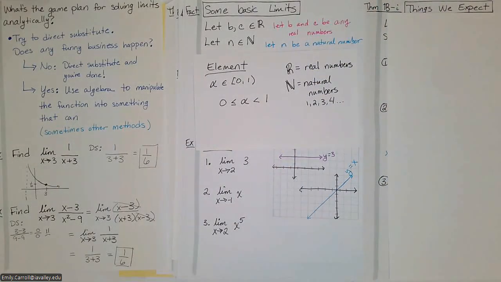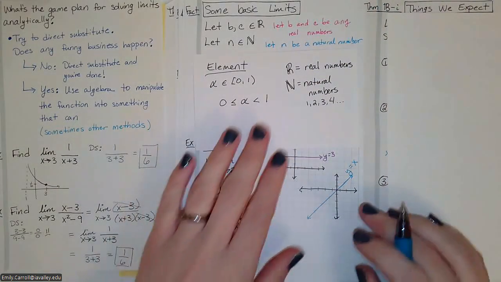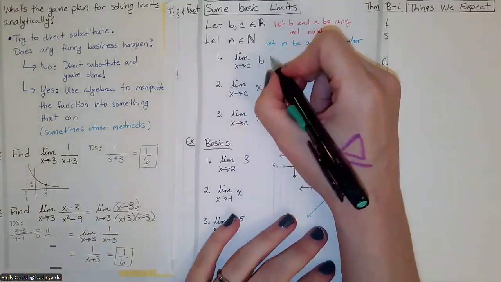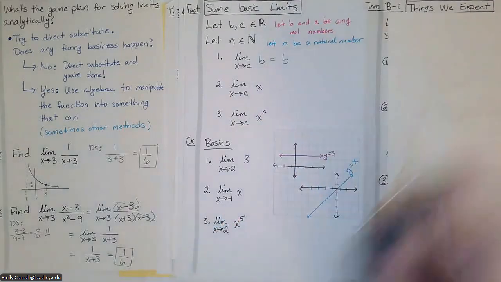So n could be 1, 2, 3, 4, etc. What would be the limit as x goes to c of b? Well, b is a number. B's not a function. So no matter what x is doing, whether x is close to c or far away from c, b is equal to b, no matter what x is doing. So this is just b, stays b.